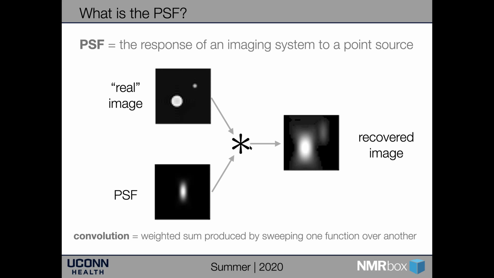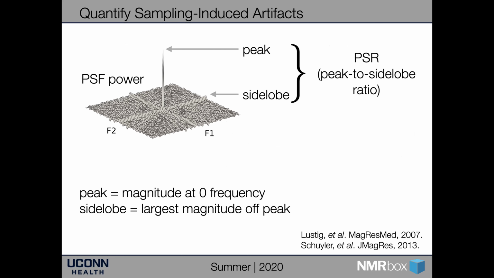So what the convolution is doing for us is giving us a weighted sum that's produced by sweeping this point spread function, by smearing it all over that real image. Now, in the case of NMR, when we take a look at a point spread function of a sampling schedule, this is what we will end up getting. We'll have a single strong peak right in the center at the zero frequency position, and the intensity of this peak is going to scale with the number of points in our FID, with the number of points in our sample schedule. And then all around that peak, we will see sampling-induced artifacts.